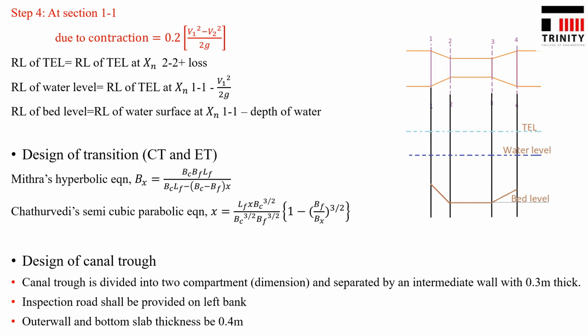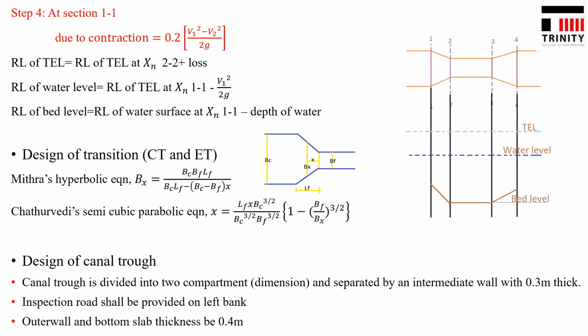Next step is the design of transition, that is CT and ET, contraction transition and expansion transition. Here we have two equations, that is Mitra's hyperbolic equation and Chaturvedi's semi-cubic parabolic equation. Normally we adopt Mitra's hyperbolic equation, which is nearly simple. And in case a question says to use Chaturvedi's equation, we have to use the second one.